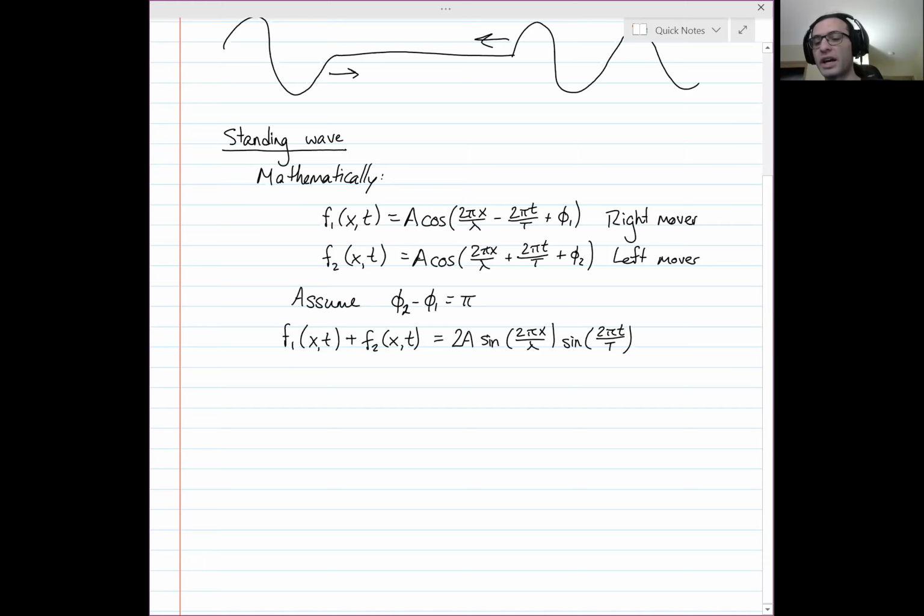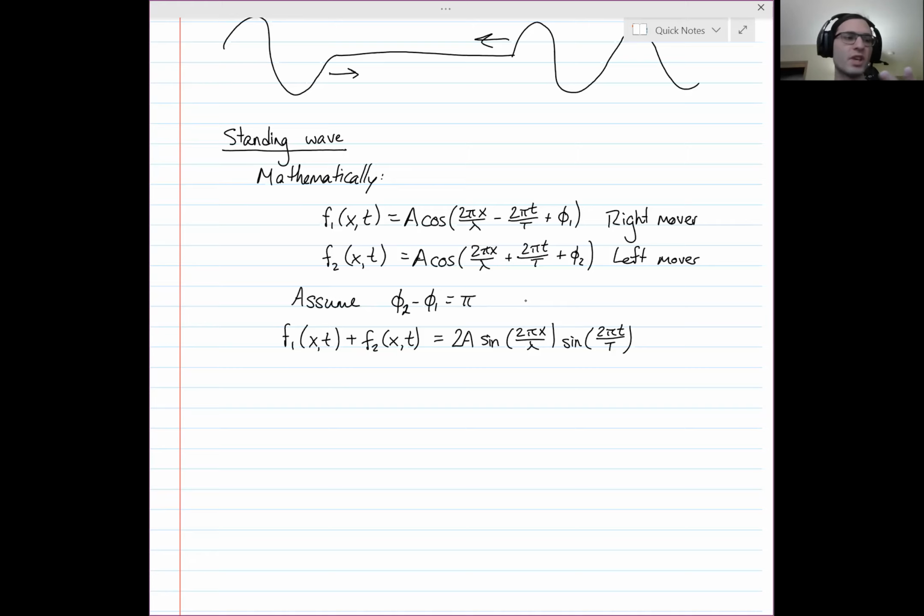This is what you should get if you were to add these two waves, assuming they have that same initial phase. Now, keep in mind that if this initial phase difference was something else, it wouldn't really change the overall structure. You would still get a part that's oscillating in x and a part that's oscillating in t, but it would just be a little bit more complicated. You would have some phases thrown in. So this is just the simplest way to show it, but it doesn't actually matter.